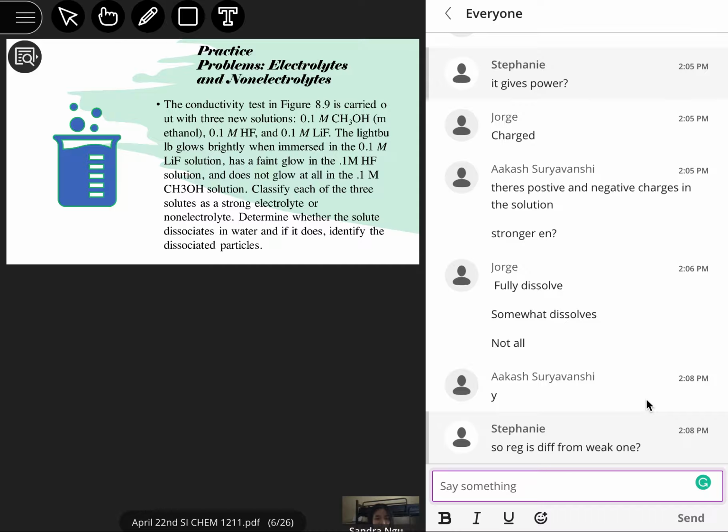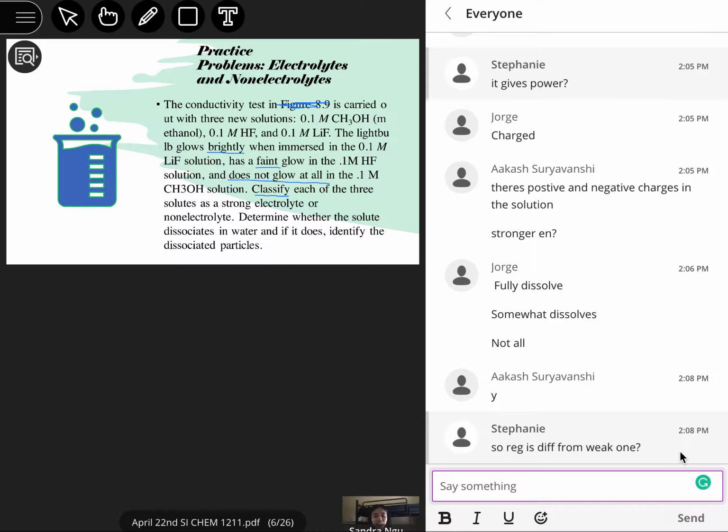So just so you know what that is, this section's pretty easy. This question, the conductivity test of figure 8.9, you don't have to care about that, is carried out with three new solutions: 0.1 molar CH3OH, which is ethanol, 0.1 molar HF, and 0.1 molar LiF. The light bulb glows brightly when immersed in the 0.1 molar LiF solution, there's a faint glow in the 0.1 molar HF solution, and it doesn't glow at all in the CH3OH solution. Your job is to classify each of the three solutions as a strong electrolyte or a non-electrolyte.